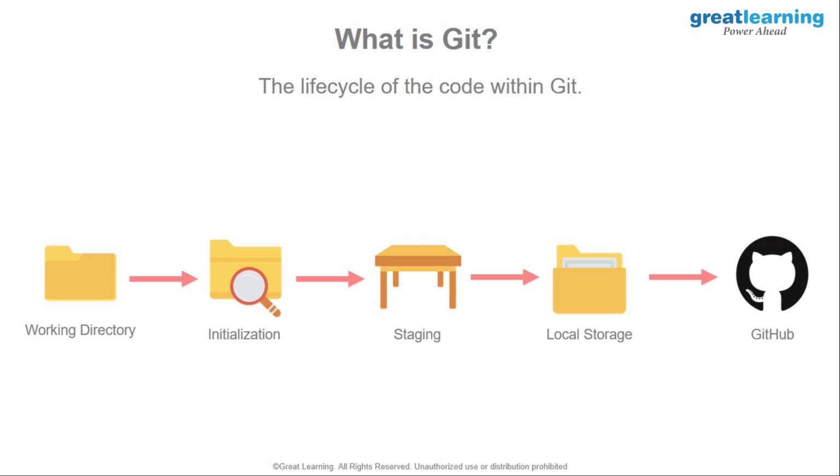So then the code is pushed from the local storage to the cloud or the distributed repository. With Git, it's GitHub where the code is stored. So this is the life cycle of code within Git.